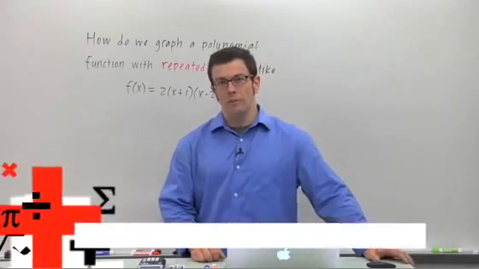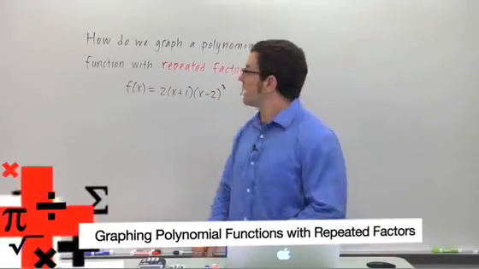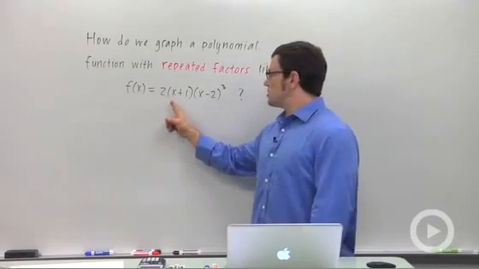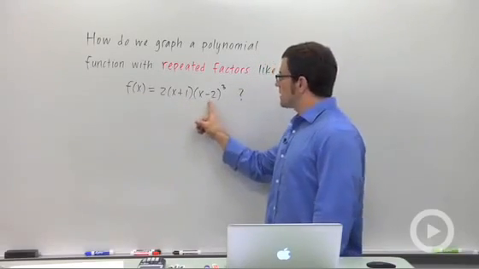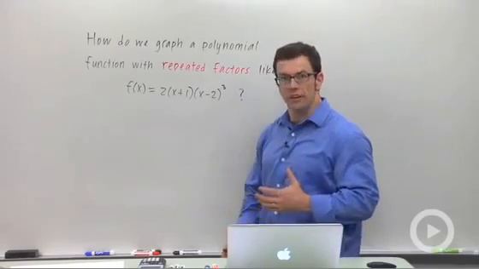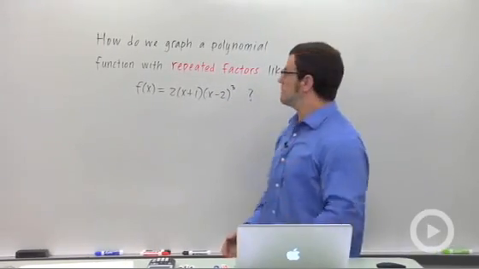I want to talk about graphing polynomial functions that have repeated factors. Let me show you what I mean. I've got an example here. f(x) = 2(x + 1)(x - 2)^3. This is a repeated factor. You can think of x - 2 as being a factor 3 times.